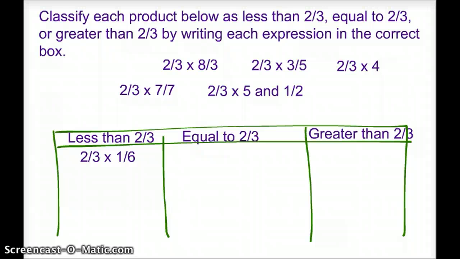Alright, let's look at the rest of them. 2/3 times 8/3. 8/3 is an improper fraction. Therefore, it's bigger than 1. When you multiply a fraction by a number that's bigger than 1, it's going to make it bigger.